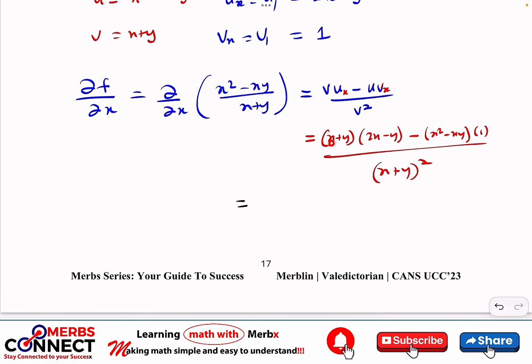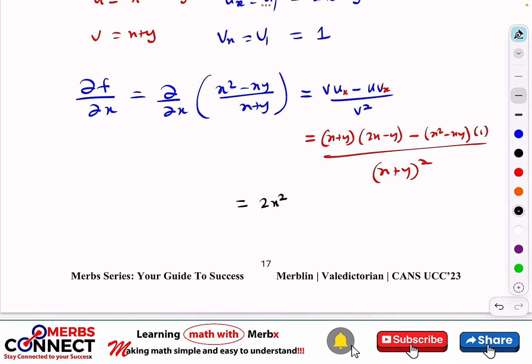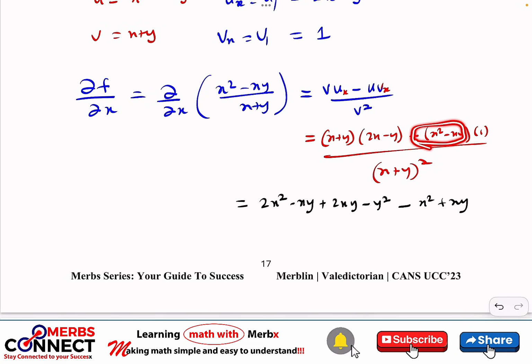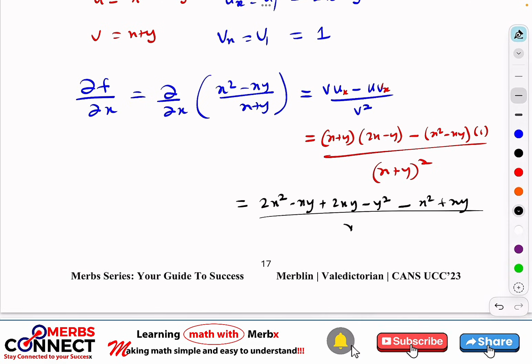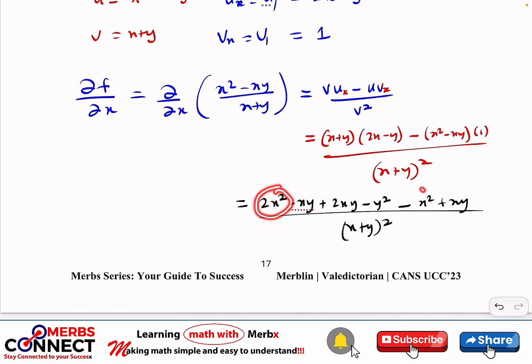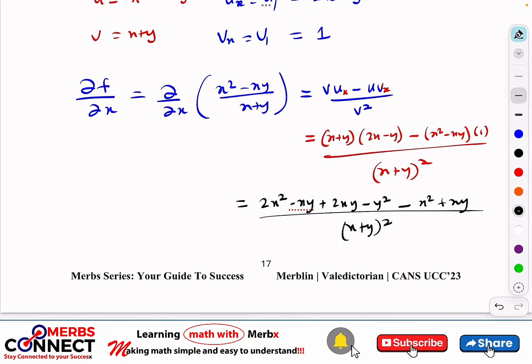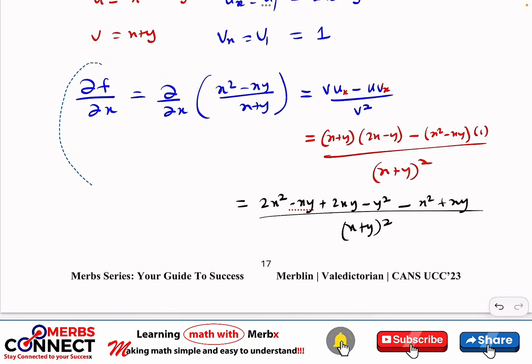When you multiply this by this and this, you are going to have 2x squared minus xy. Then we'll multiply this one by this and this. This is going to be plus 2xy minus y squared minus x squared plus xy. So here I multiply 2 by the minus, and this is going to give us x plus y all squared. Now finally, let's see. I have x squared here, I have x squared here. So this is going to give us something beautiful.